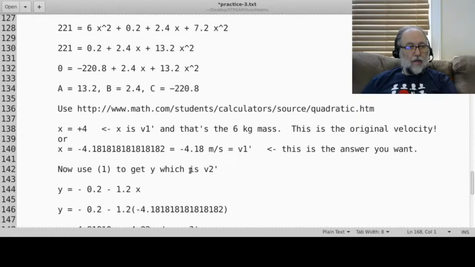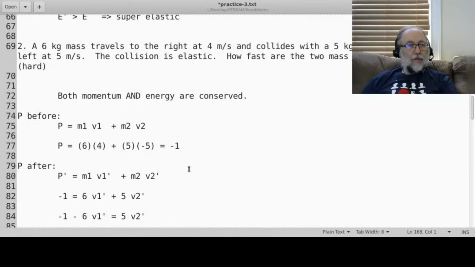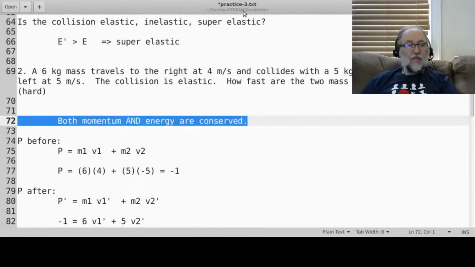Is it all there? Yeah, it's all there. Yeah, I could see this is quite long. Okay. All right.